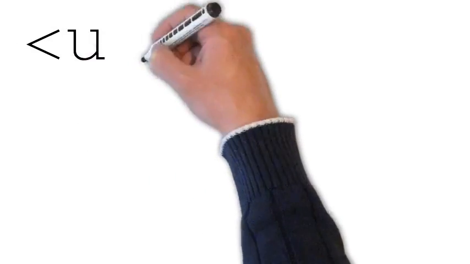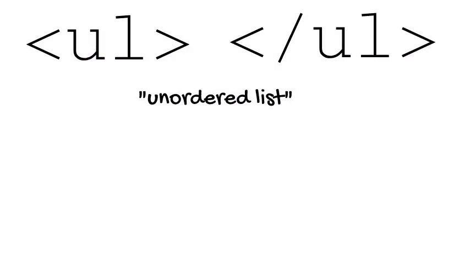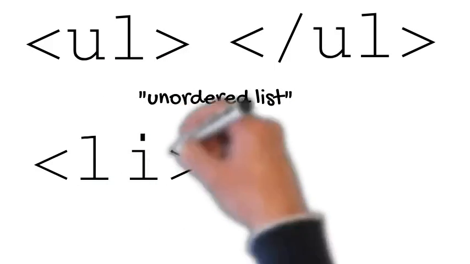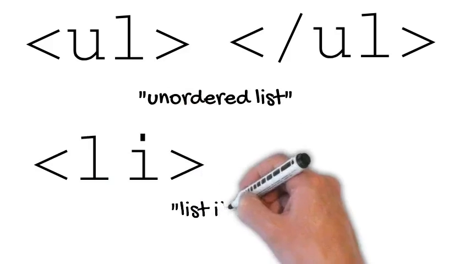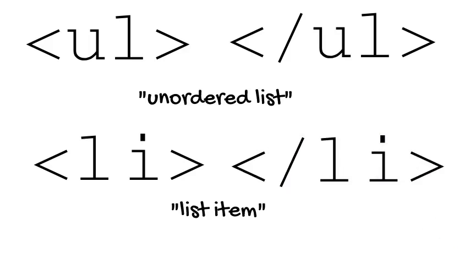Now, the first new tag we're going to learn is the UL tag. The UL tag stands for unordered list. And yes, it does require that you close it with a /UL afterward. And of course, the next tag you're going to have to learn is the LI, or list item tag. And the list item tag also requires closing after each item in the list.